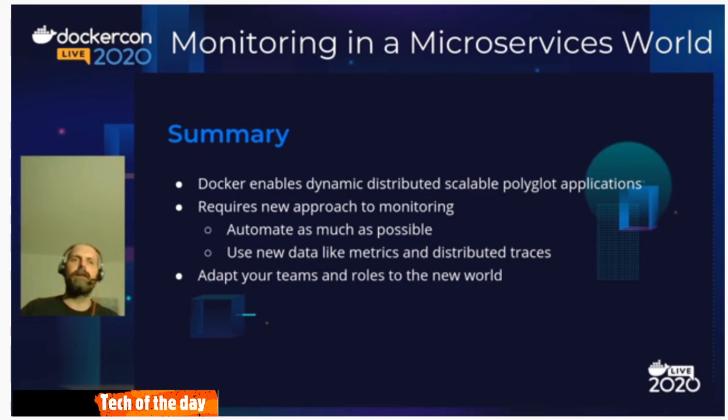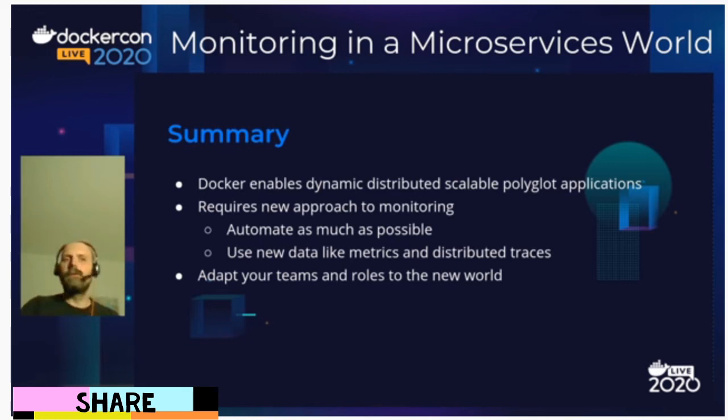And the other thing is that there is a new type of data that modern application monitoring systems use to build their functionality on. And this new data are metrics and distributed traces. And if you understand what they are and what you can do with them, this will definitely help you define a reasonable monitoring strategy for your microservice environment. And of course, you need to adapt your teams and roles to the new world, because it has not only an impact on the technology side, but also an impact on the organizational side.